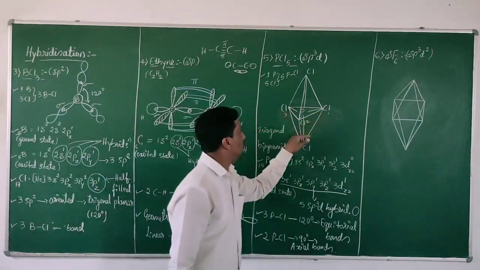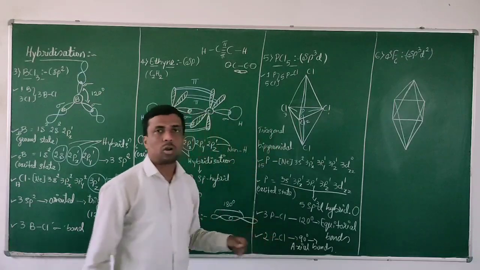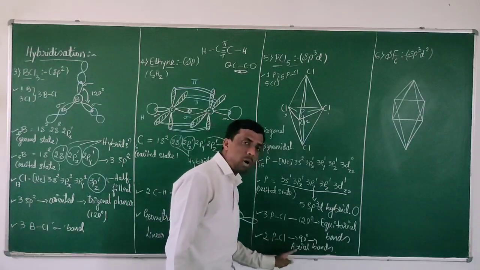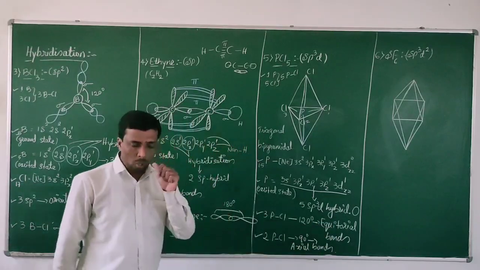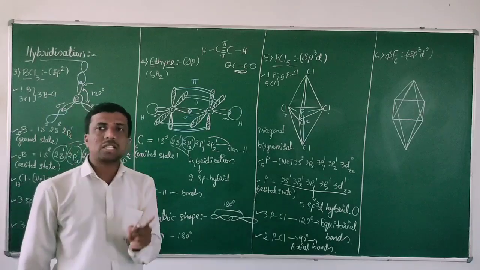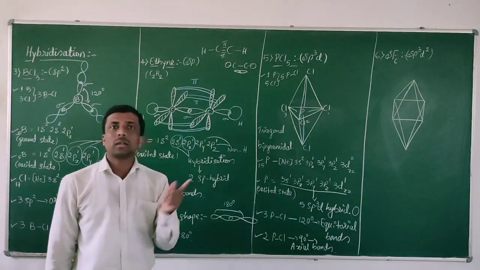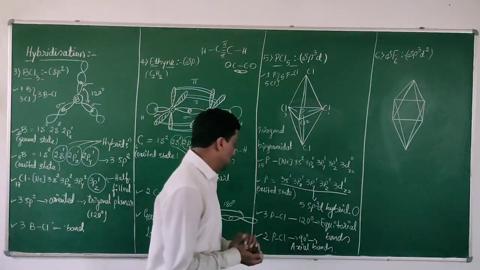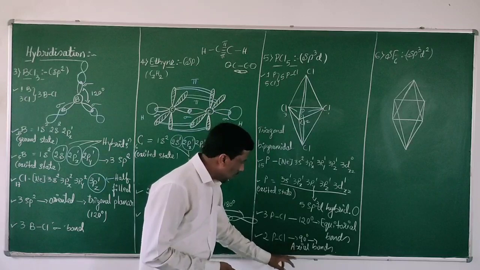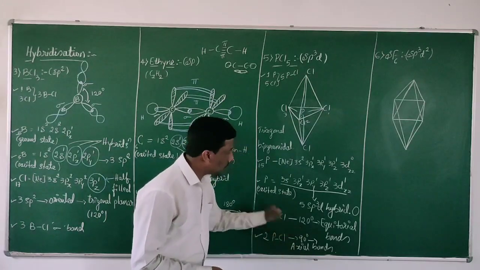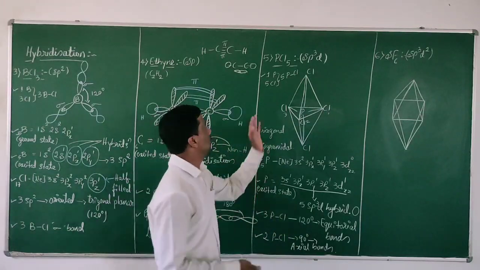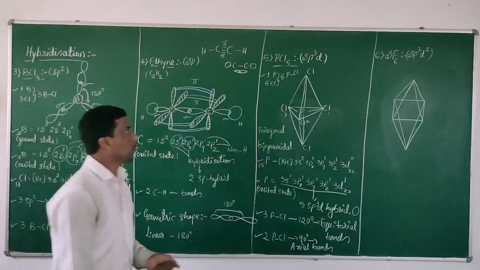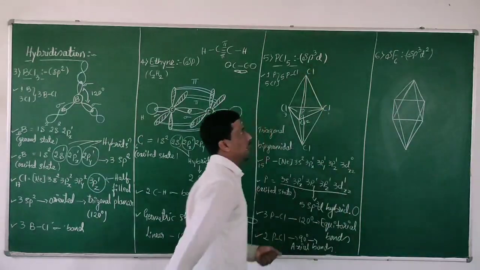These two PCl bonds experience repulsion from these three PCl bonds. Why? Because the bond angle is 90 degrees. You already know that whenever bonds are arranged at 90 degrees, they are repelled by the other bonds. Therefore, these have less stability, and these three bonds have more stability. This is about the PCl5 molecule with sp3d hybridization.